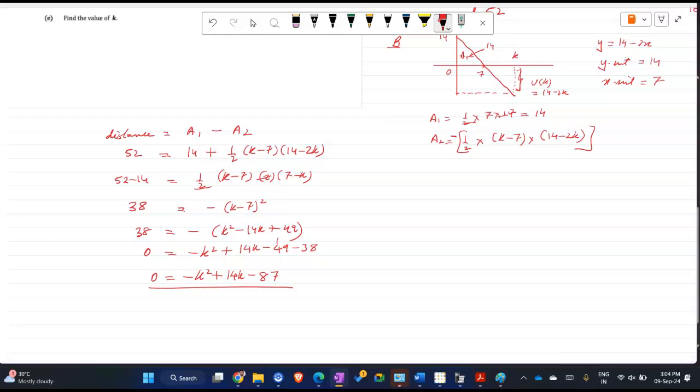Just use your calculator and get the quadratic. What are the values of k you're getting? So we'll get an idea quickly. No real roots. So I made a mistake somewhere.